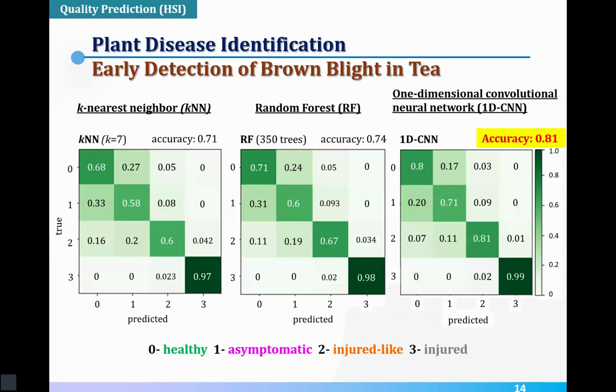Two of the models are fundamental machine learning models, the KNN and the random forest, and another one is the 1D model. Obviously, the 1D model gives us a better result, reaching above 80% accuracy. So this result tells us that yes, we can apply the hyperspectral image for early detection. This could be applied to a field test, so we can detect early stage infection of the brown blight in the tea farm.